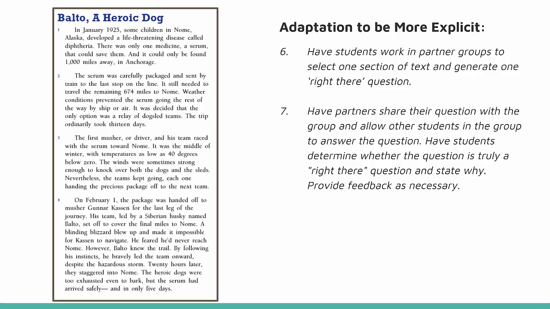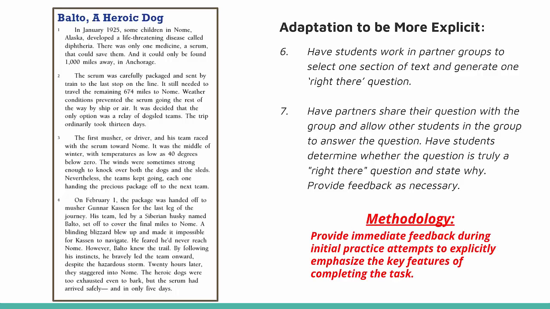Finally, have students work in partner groups to select one section of text and generate one right there question. Have partners share their question with the group and allow other students in the group to answer the question. Have students determine whether the question is truly a right there question and state why. Provide feedback as necessary. Provide immediate feedback during initial practice attempts to explicitly emphasize the key features of completing the task.